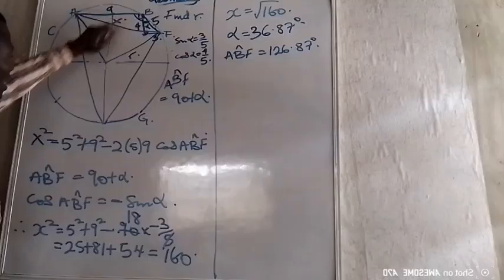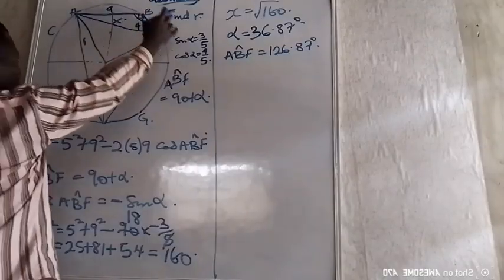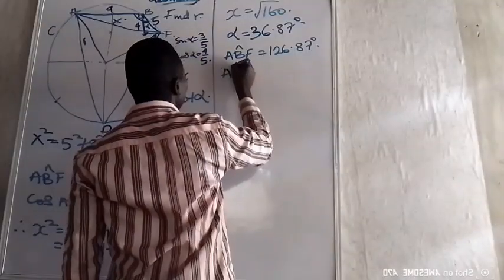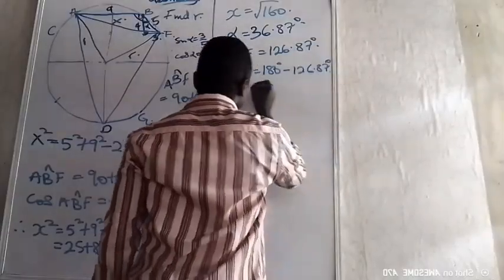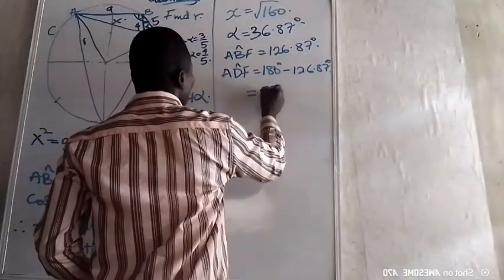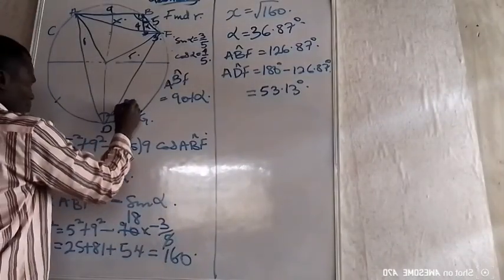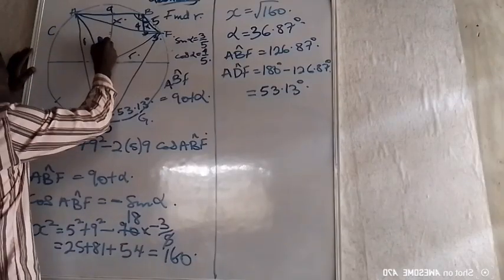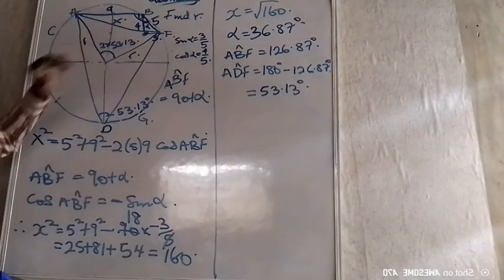And you know, this one and this one, they are supplementary. Cyclic quadrilateral. So let's call this one ADF. Let's call this one T. So ADF is equal to 180 minus 126.87 degrees, and that is 53.13 degrees. So here I'm having 53.13, which means that this place will be twice. You can see, this place will be 2 times 53.13.